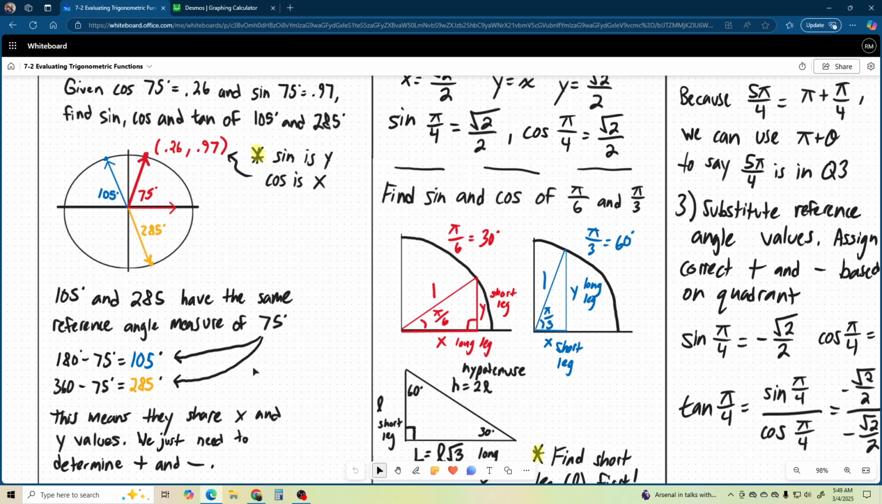You'll notice that if you evaluate each of the reference angles and then you look at the points associated with them, it actually works out really well. You'll see that a lot of the points are exactly the same. The only difference is that some of them will have negative and positive values based on what quadrant they're in.